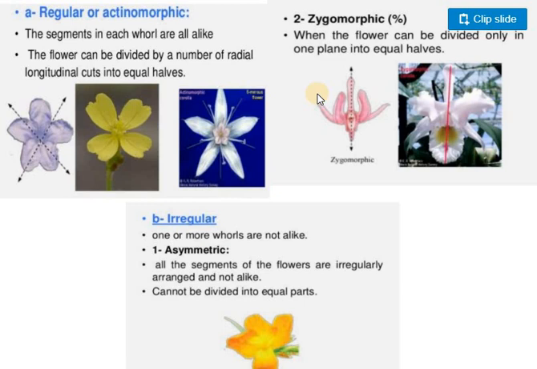And the last one: some flowers show a particular phenomenon where we cannot cleave the flower into 2 equal halves through any plane, because of totally asymmetric conditions. Such flowers are called irregular. So there are regular flowers, they are called actinomorphic. There are flowers which can be cleaved through a single plane, they are called zygomorphic. There are flowers which cannot be cleaved at all.